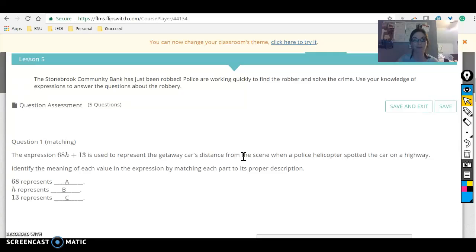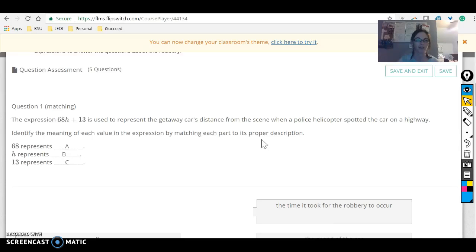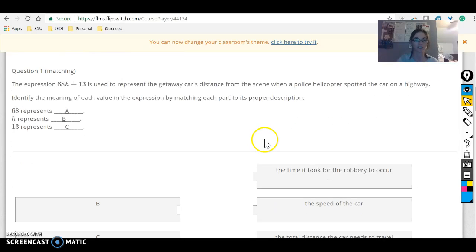The Stonebrook Community Bank has just been robbed. Police are working quickly to find the robber and solve the crime. Use your knowledge of expressions to answer the questions about the robbery. Okay, so they give us this expression, 68h plus 13, used to represent the getaway car's distance from the scene when a police helicopter spotted the car on a highway. Identify the meaning of each value in the expression by matching each part to its proper description.